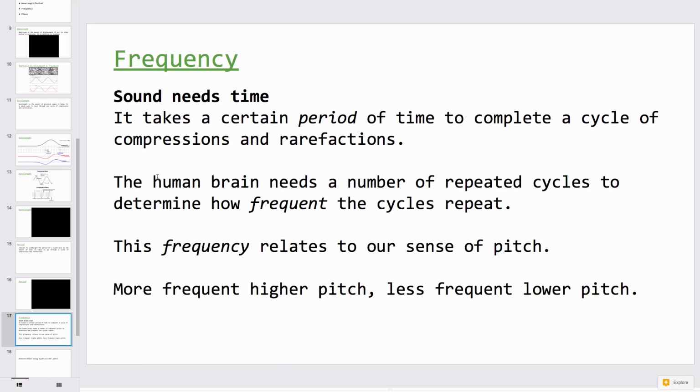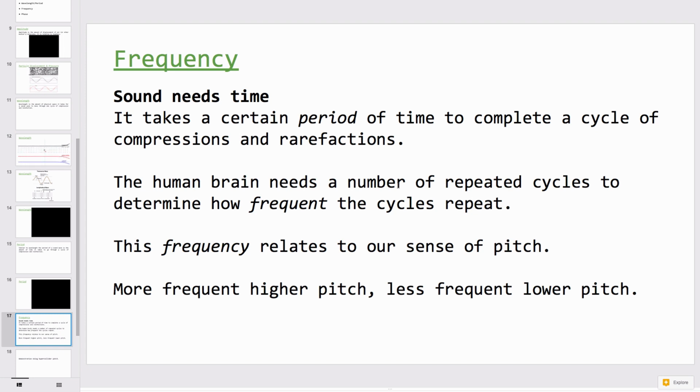Okay, so now let's talk about frequency. Here I say sound needs time, right? You can already see that with a period. In order for it to go through a cycle of compression and rarefaction, it does that over a certain amount of time. Now, what our brain relies on for hearing is a certain repetition of these cycles, not just one wavelength, but a repetition of these wavelengths. And since it takes a certain amount of time to complete a cycle, to repeat that will take a certain amount of time.